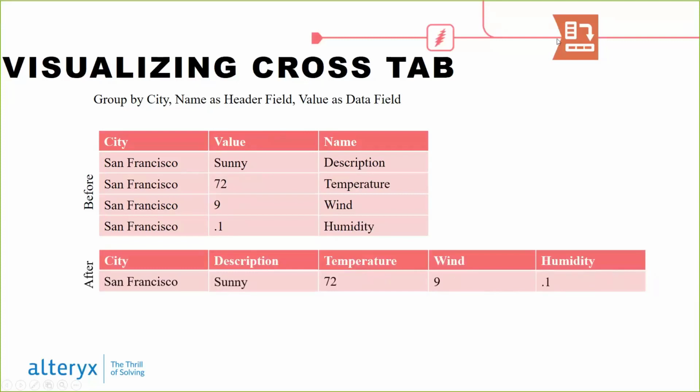It's much cleaner, much easier to work with. And this can be really important because if I had Dallas and Chicago, right, and all of them had 4 records apiece, as long as I grouped by city, I would have actually come down to 3 records, 1 for each city. So really interesting use case.